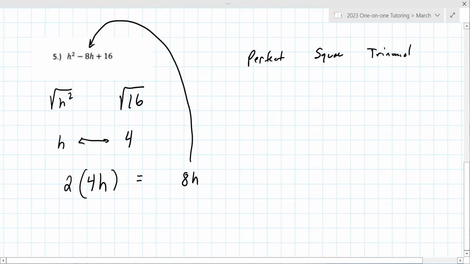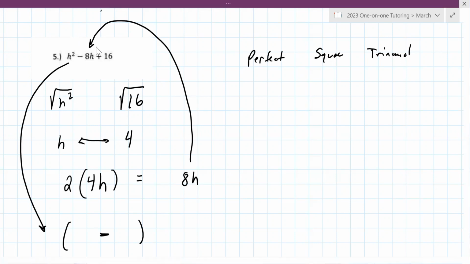Now you might say, well, isn't there a negative there? And I'd be like, yeah, there is a negative there. What that means is the answer here ends up having a negative in the middle. So I know there's a lot going on here.